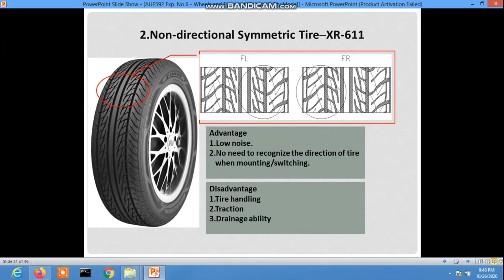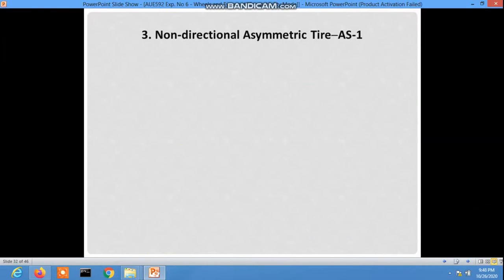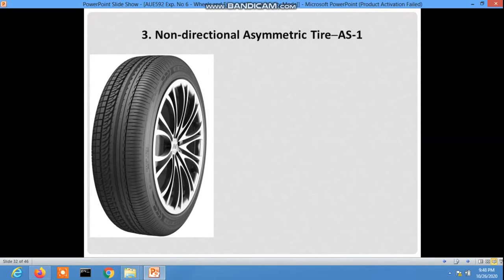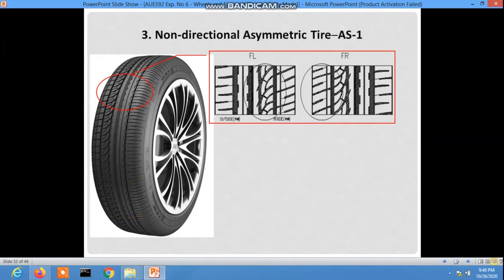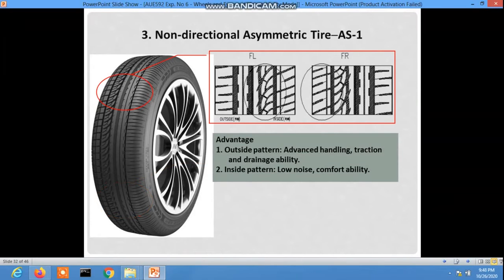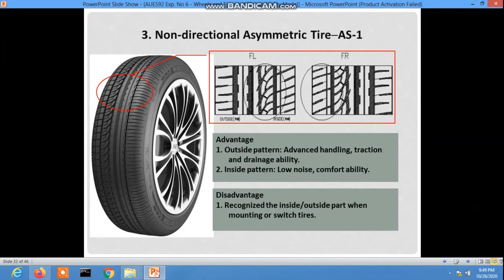Non-directional asymmetric tires. This is the picture. Now the advantage is the outside pattern, advanced handling, traction and drainage ability. Inside pattern, low noise and comfort. So there are two patterns. Disadvantage, recognize the inside and outside part when mounting or switching the tire. Now the balancing.